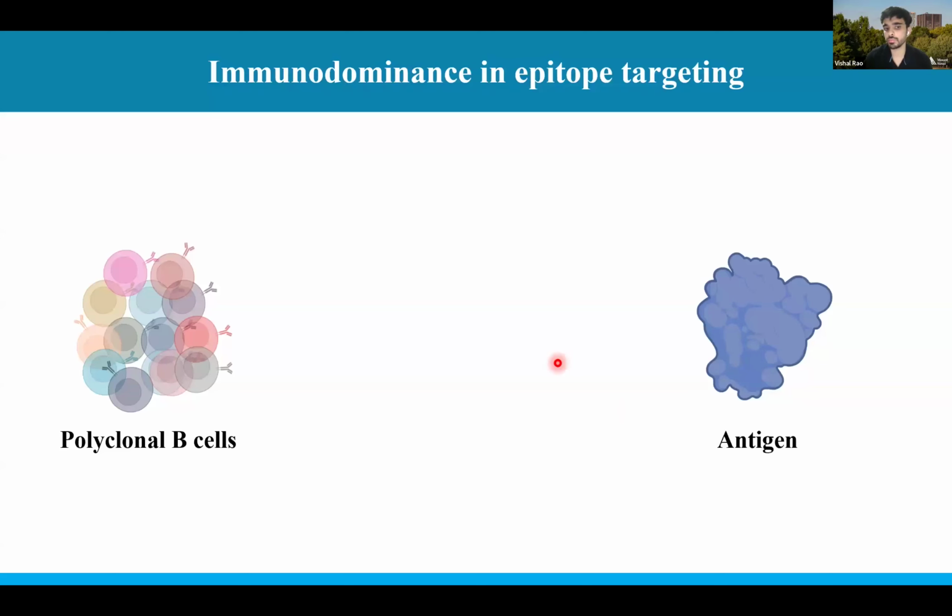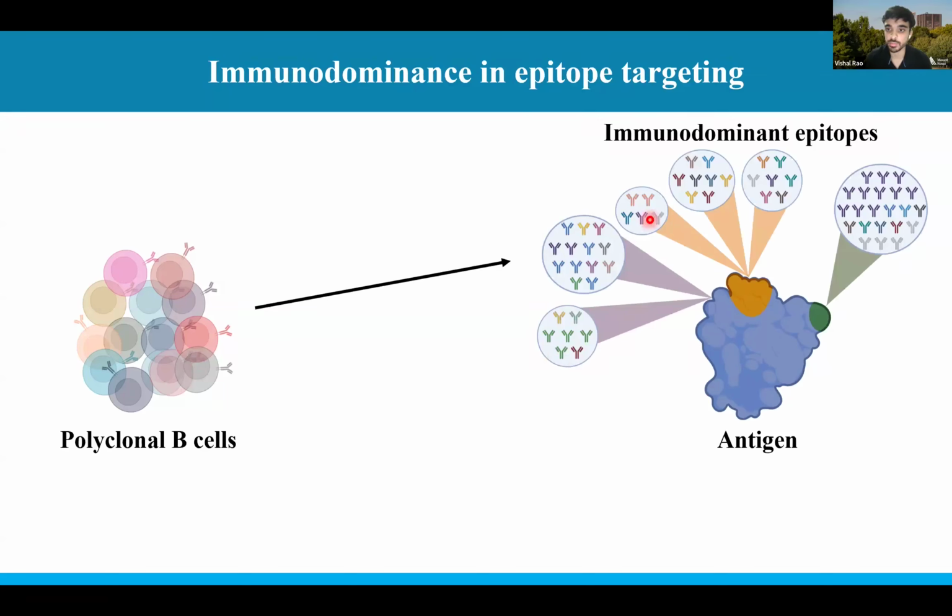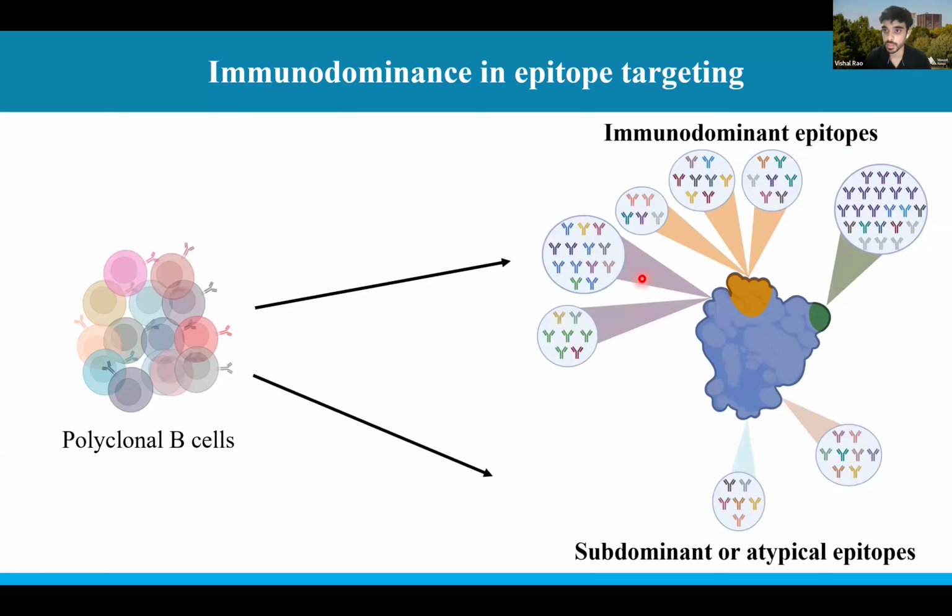So we all know that given a polyclonal set of B cells that have their own germline backgrounds that are targeting an antigen, there are certain regions of an antigen that attract more antibodies in what we call immunodominant epitopes. While there are also certain regions that do not attract as many antibodies, or in what we call atypical epitopes. Now, these can be features of the antigen, be it accessibility or certain surface features that would determine why certain antibodies target these epitopes more or less.